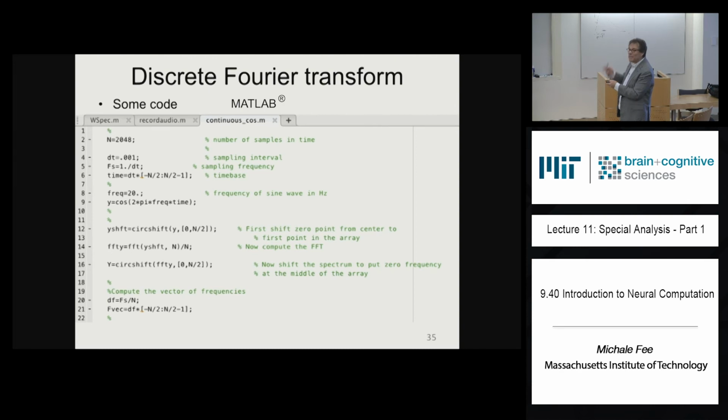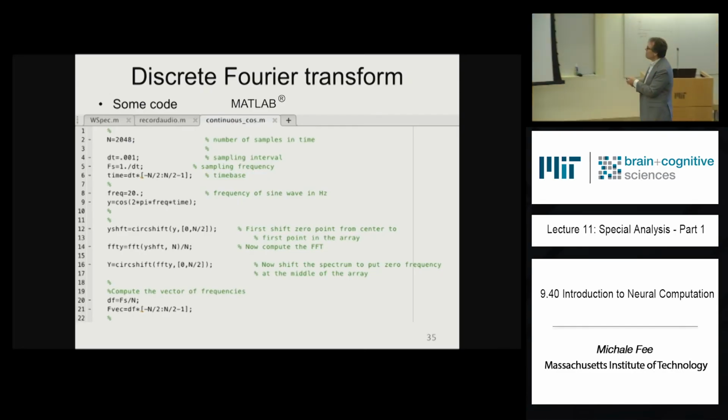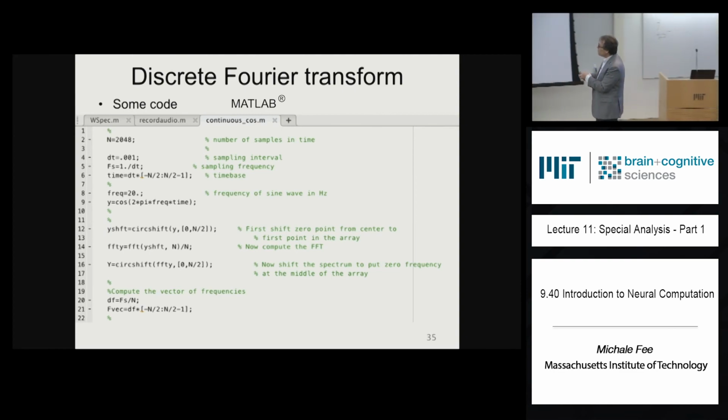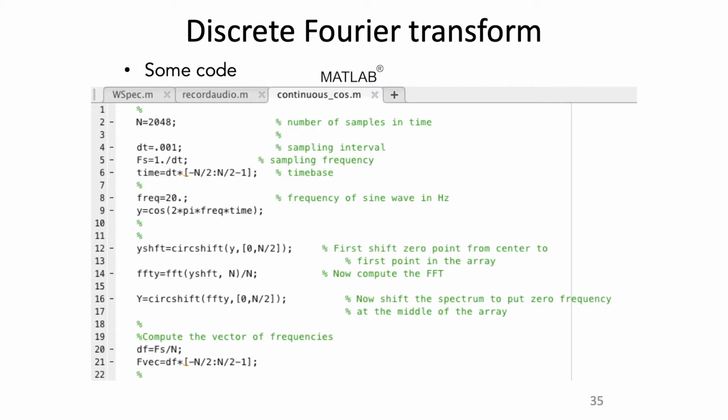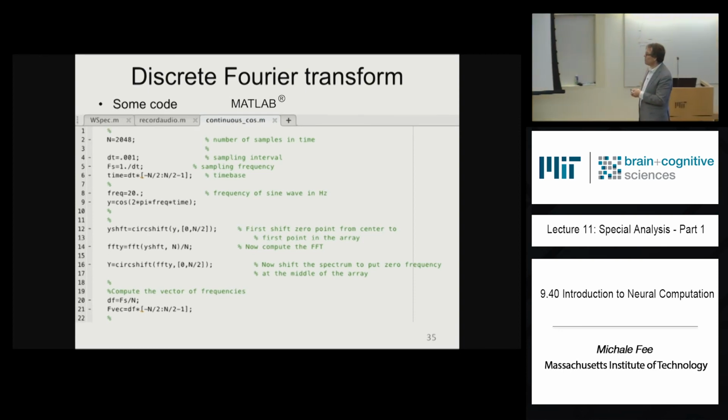The array of times at which the function is sampled is just going from minus n over 2 to plus n over 2 minus 1 times delta t. Okay. I'm defining the frequency of a sine wave, and we're now getting the values of that cosine function at those different times. Does that make sense? We're taking that function of time and circularly shifting it by half the array. So that's the circularly shifted, the swapped values of our function y.